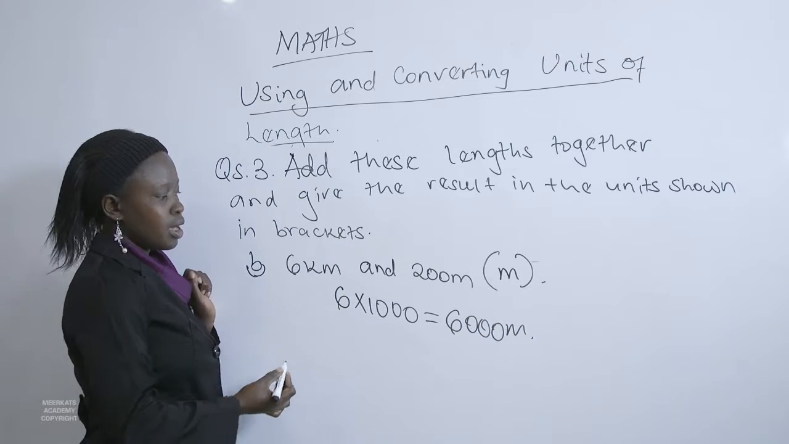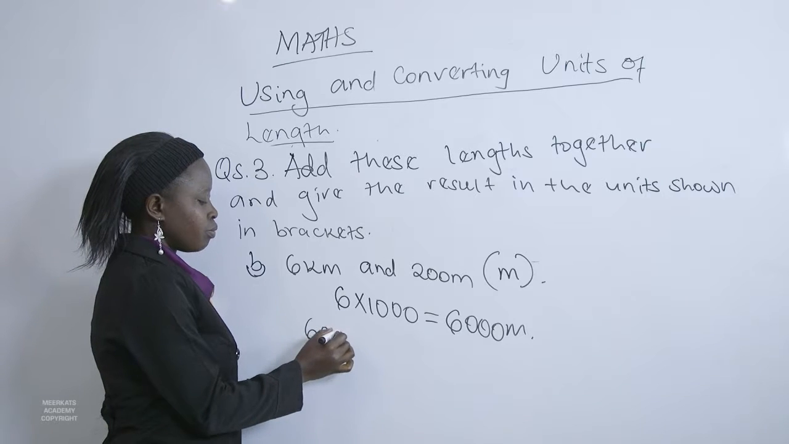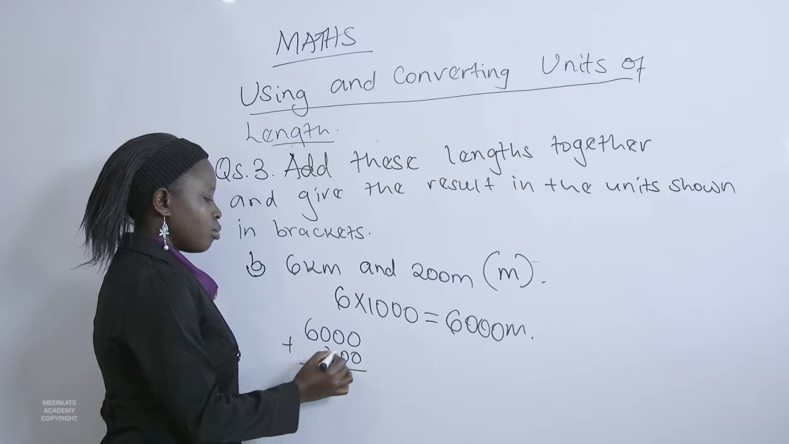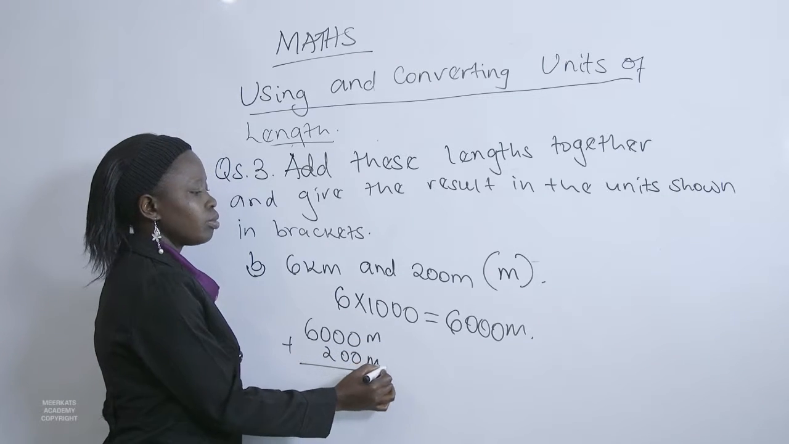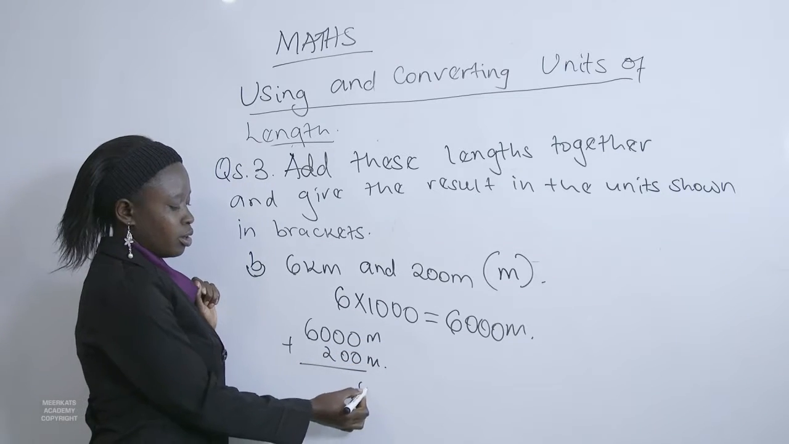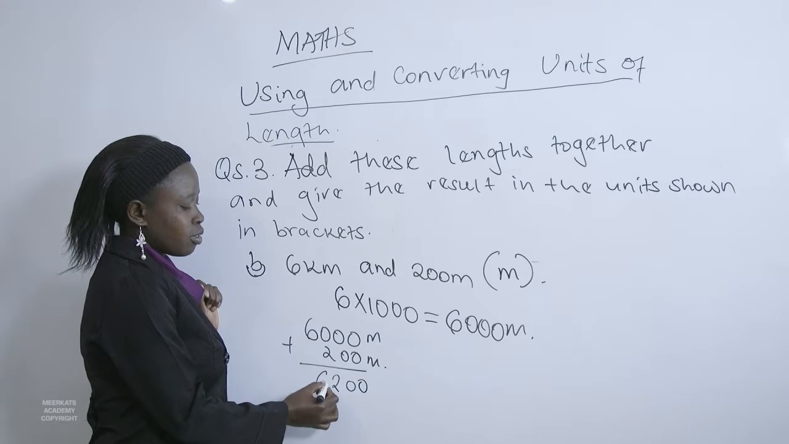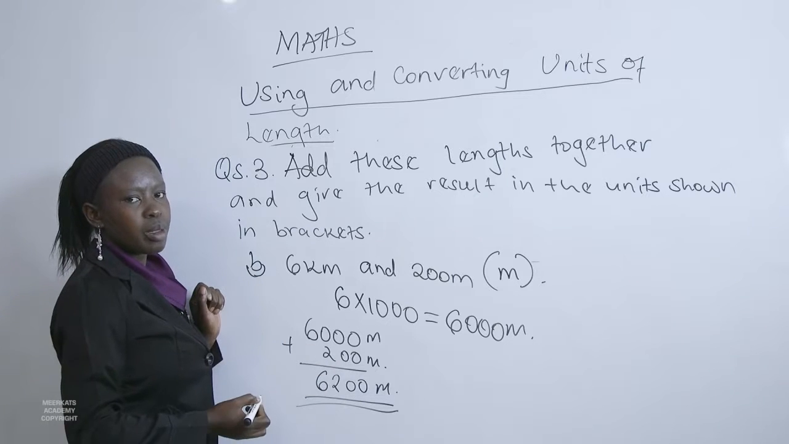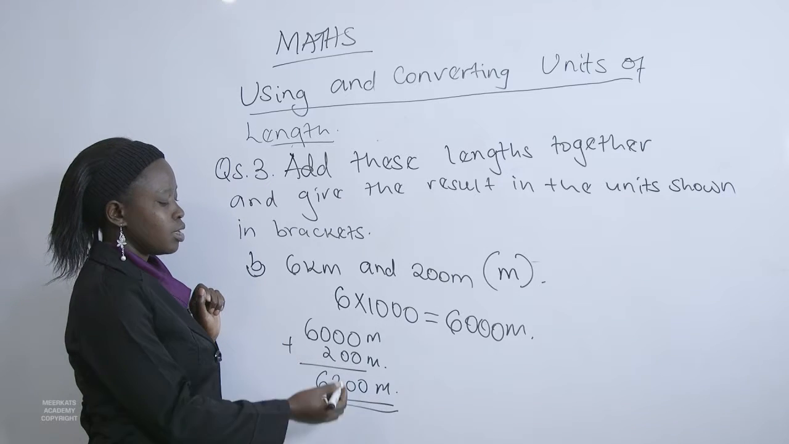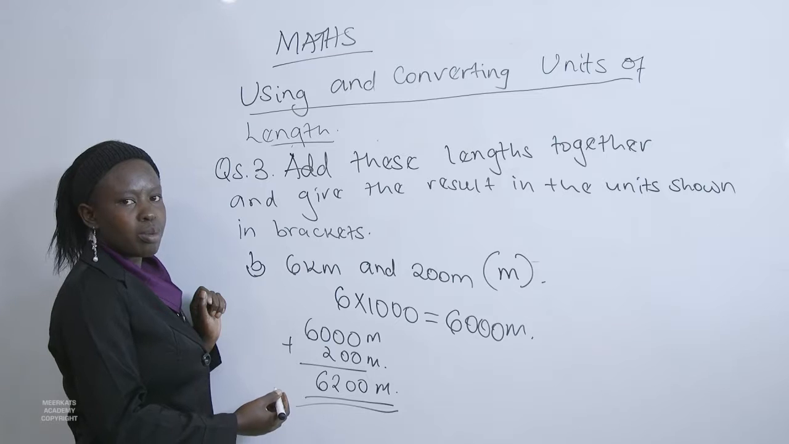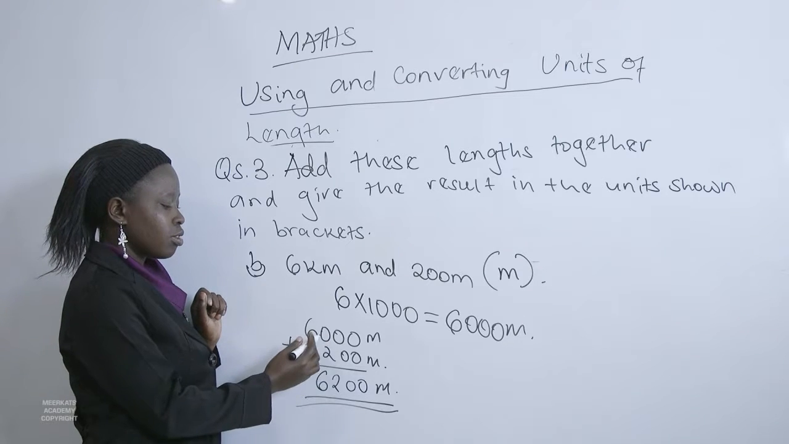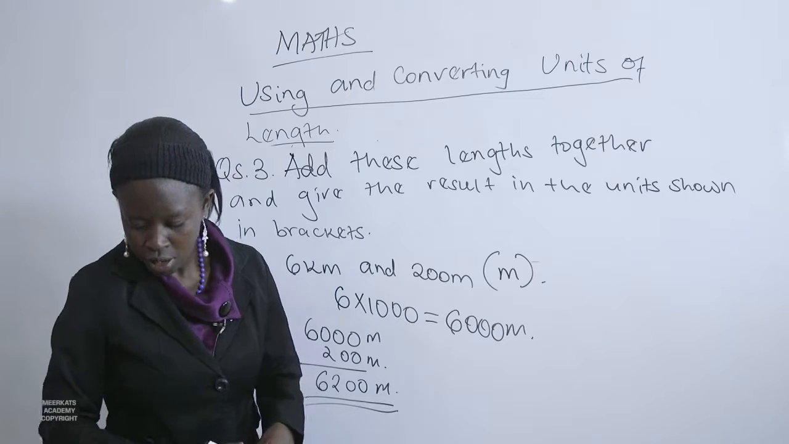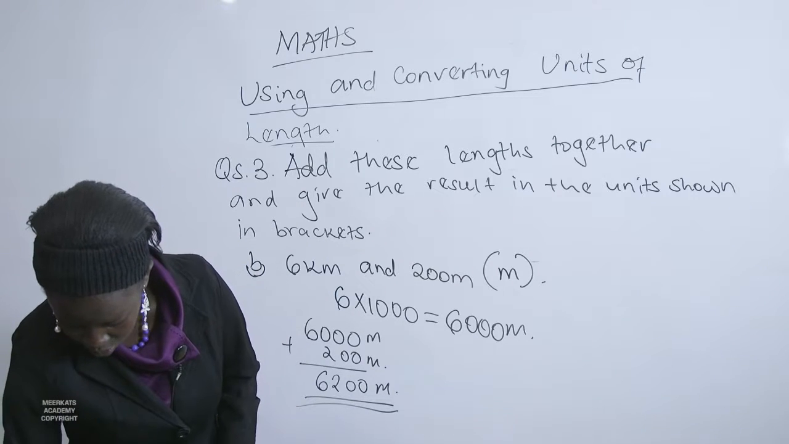Then we go ahead and add. We have 6,000 plus 200 meters, so that we will obtain 6,200 meters. Remember, we are adding, so adding means we total up whatever we have. So this means 6,000 plus 200 gives us 6,200 meters.